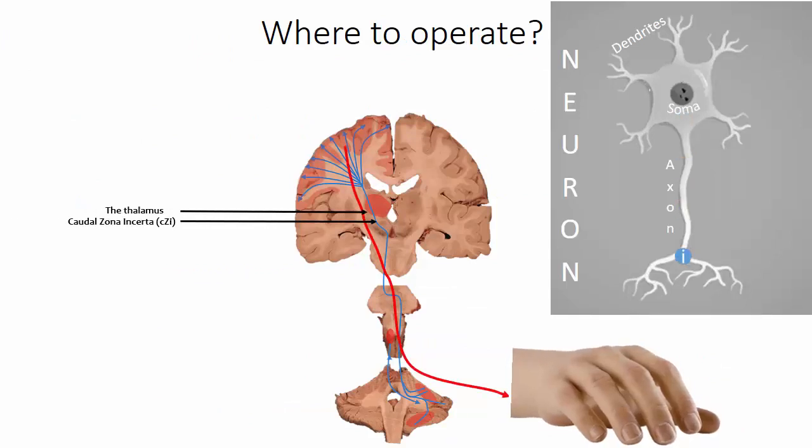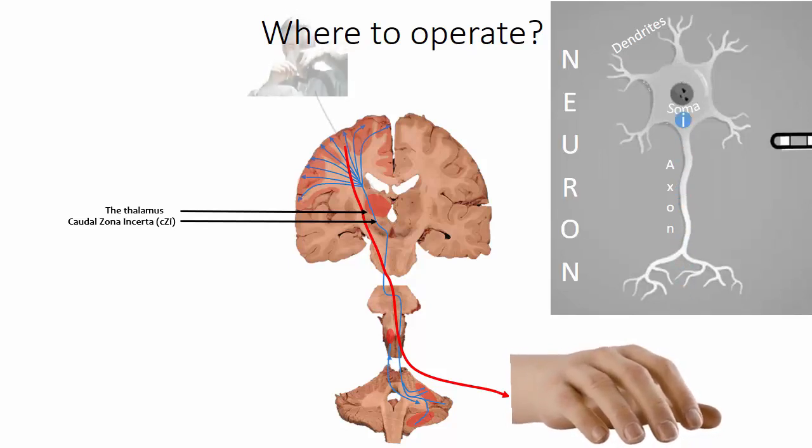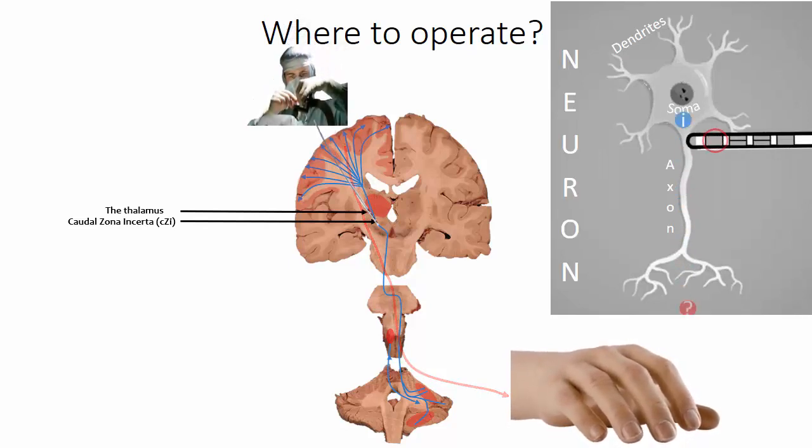The next question is where to operate. We can enter this tremor loop either at the level of the thalamus in the VIM or at the level of the posterior subthalamic area. Here we can break the propagation of the pathological oscillations and hence the tremor by stimulating or by lesioning the cerebellothalamic fibers.